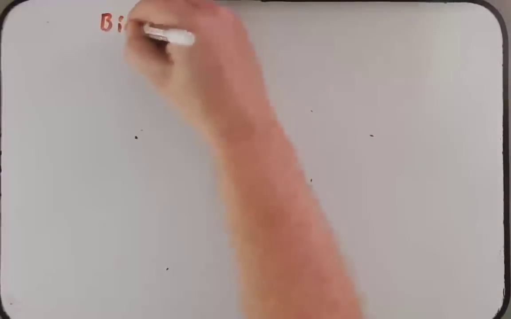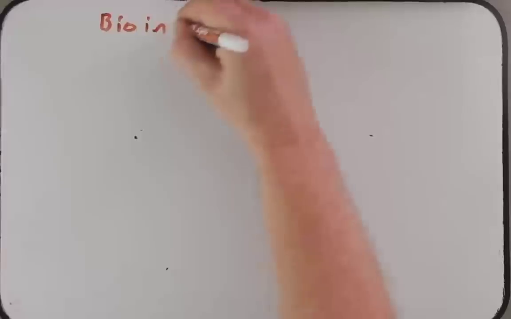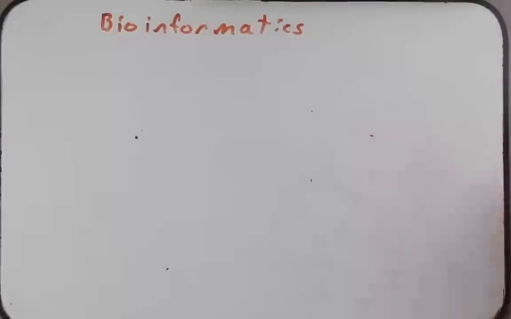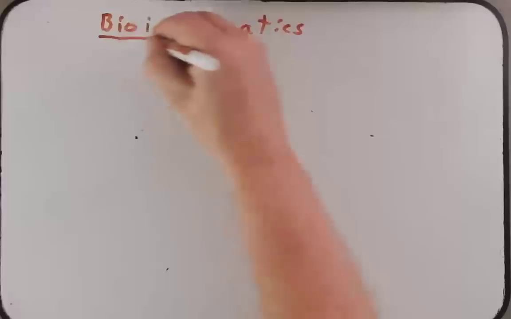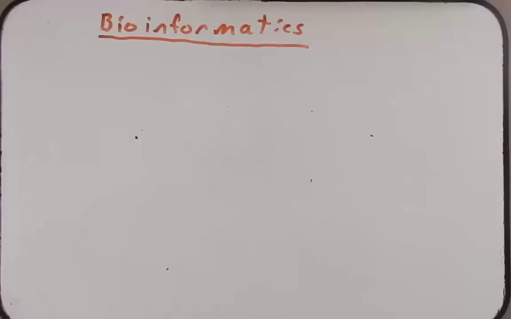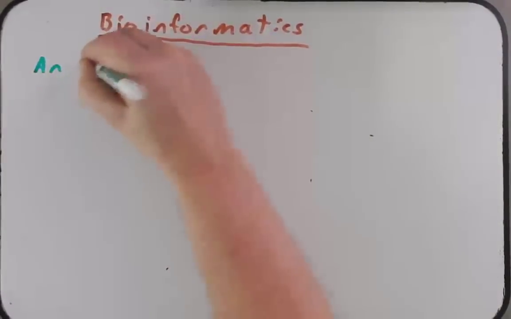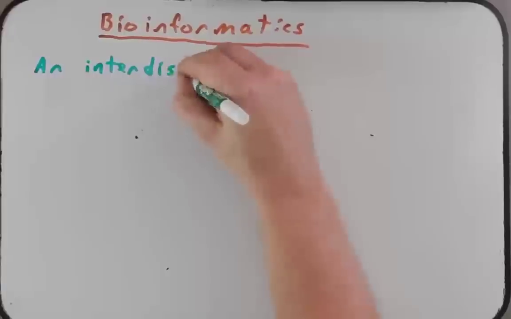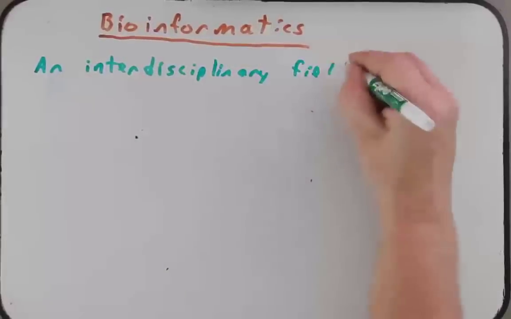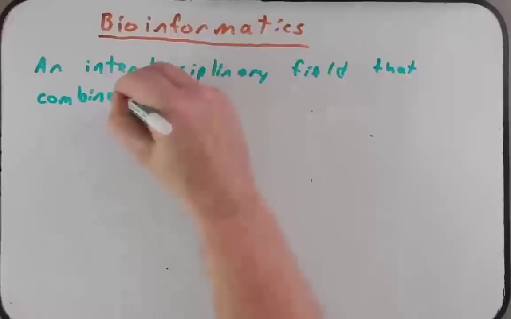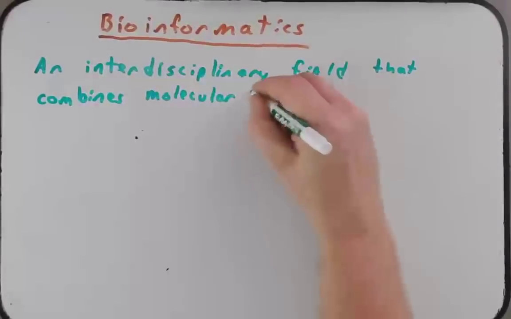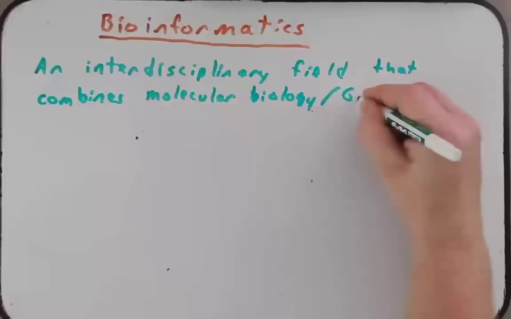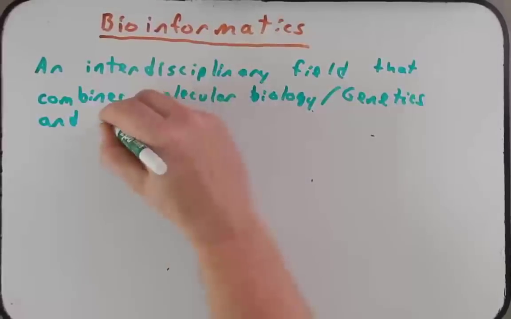Okay, the next thing I want to talk about is this field called bioinformatics. You know a little bit about this because of some of the activities we did in lab. But what we used in lab was kind of the end product of what bioinformaticists do. I first want to tell you what a bioinformaticist does, or what it is. This is an interdisciplinary field that combines molecular biology, genetics, so to speak, and computer science.